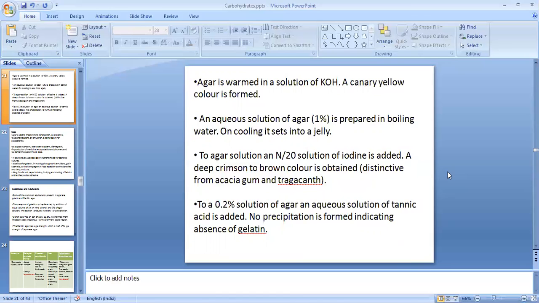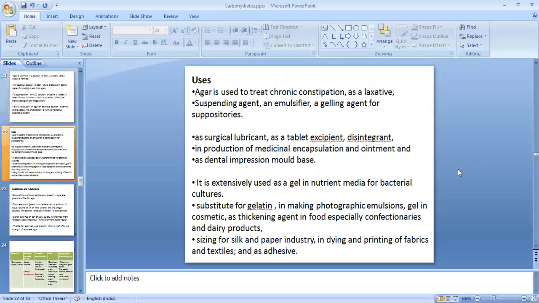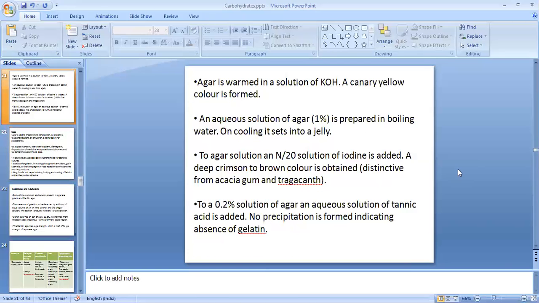And to the agar solution, if you add tannic acid, there will not be any precipitation, indicating the absence of gelatin. These are all the negative tests, the iron test and tannic acid test. And also another test along with ferric chloride: it is not going to give you any blue or green precipitate, which tells the absence of tannins. So that is about the chemical tests of agar.